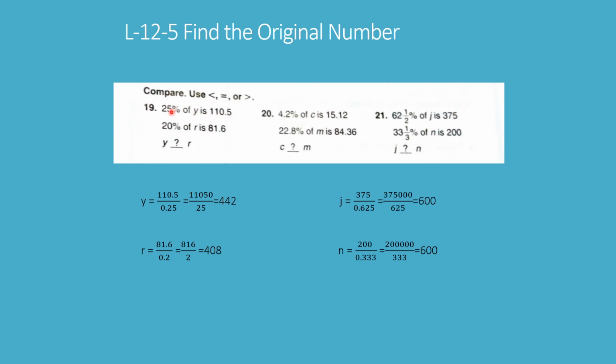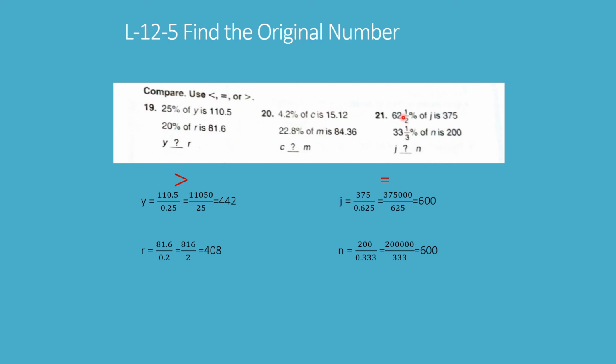110.5 divided by 0.25. 0.25 convert into the decimal, as you learned before, and then again multiply numerator and denominator by 100, and what is the answer? 442. And the r you calculated is 408. Which one is greater in this one? The y is greater than r. And this question, do it yourself.